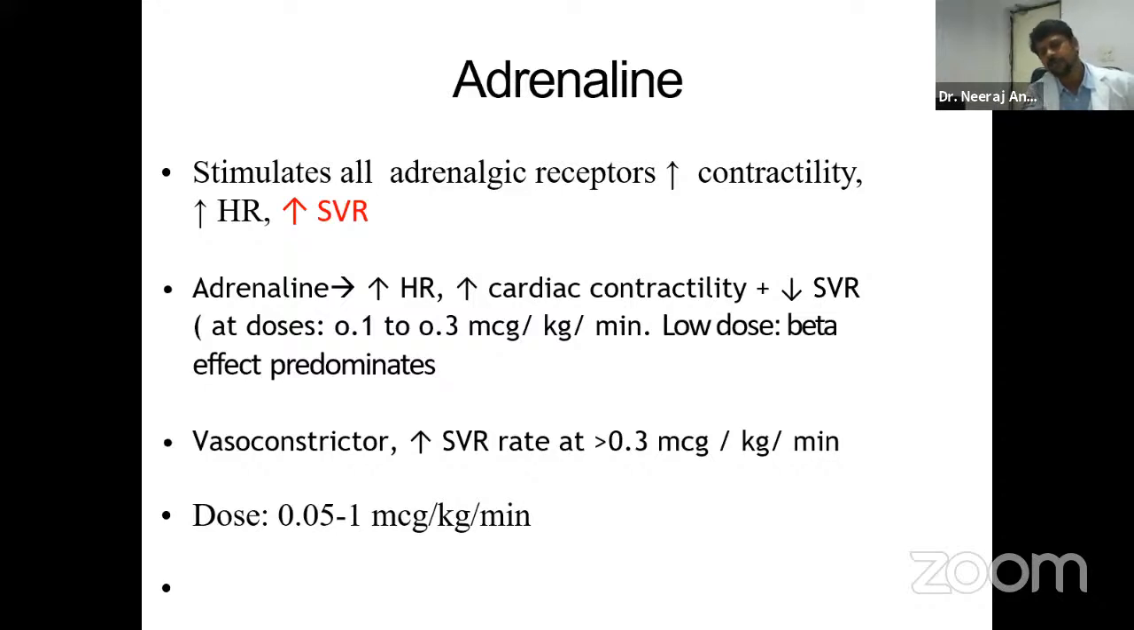At high doses, there will be increased systemic vascular resistance, which ultimately leads to increase in afterload. So at higher doses, there will be some negative effect of ADR. So we usually prefer ADR at lower doses. So normal doses would be 0.05 to 1 microgram per kg per minute.